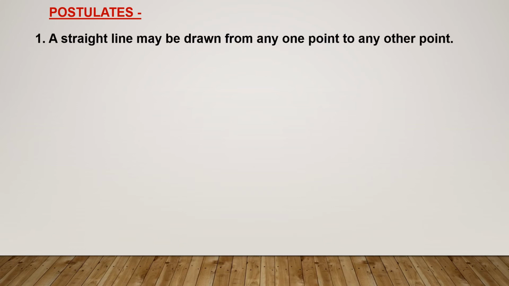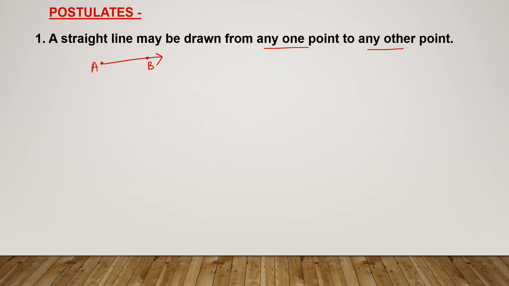Now let's discuss the postulates. Euclid gave 5 postulates, so we will discuss all the 5 postulates one by one. First postulate says that a straight line may be drawn from any one point to any other point. So for example, suppose we have this point A and if we draw one straight line from this point, it will pass through another point B. So a straight line may be drawn from one point to any other point.